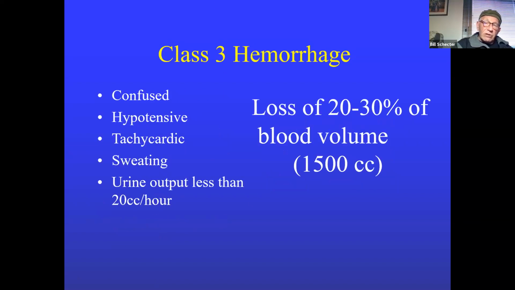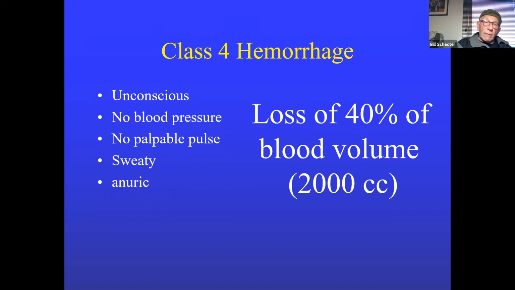Now, class 3 hemorrhage, now here we got a big problem. Here we've lost up to 30% of the blood volume. In other words, up to 1500 cc's of blood. Here our patient is confused, hypotensive, tachycardic, sweating because he's got a sympathetic discharge. And his urine output has dropped below 20 cc's per hour. That's called class 3 hemorrhage.